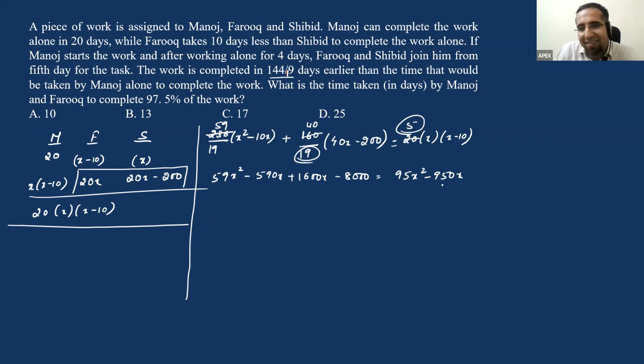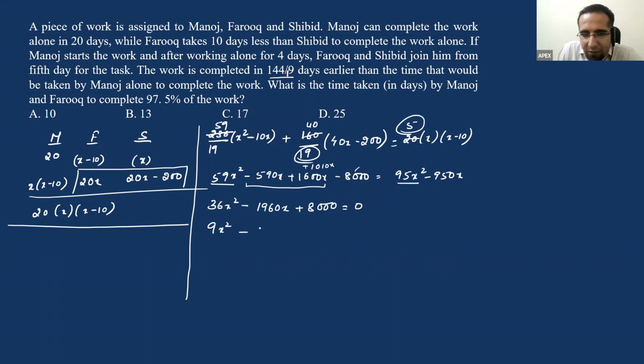So if I take all my left-hand side terms to the right-hand side, this is 95 minus 59. That will give me how much, guys? 36x square. Minus, this part, if you observe, is 1010x plus, goes on to my right, becomes a minus. So 950 minus 1010 will give you 1960x. That's a minus value. This minus 8000 goes on to the right, becomes a plus 8000. This becomes equal to 0. If I cancel across with 4, I get 9x square, minus 490x plus 2000 is equal to 0.